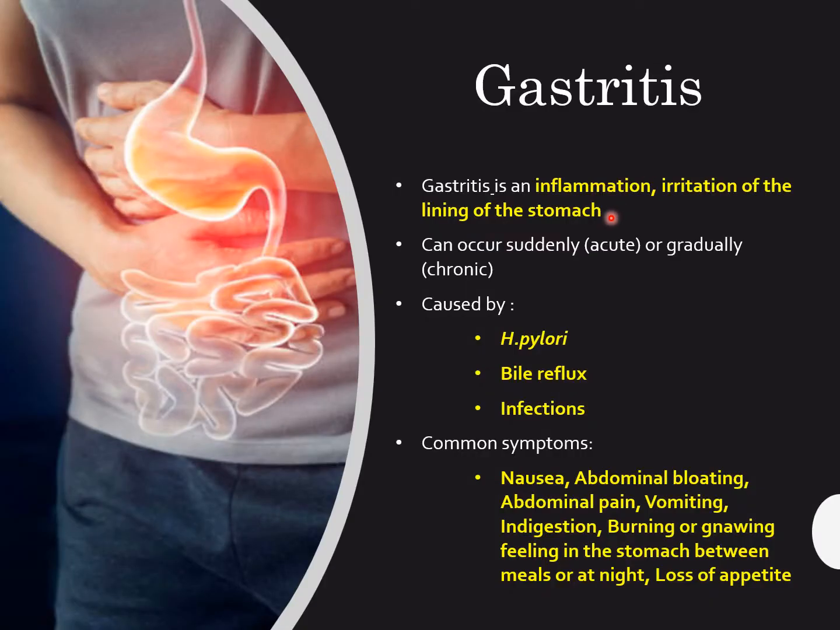Okay, first is gastritis. Gastritis is an inflammation, irritation of the lining of the stomach. It can occur suddenly, acute, or gradually. The meaning of acute is happening suddenly, while chronic is happening gradually over a long time period. If it happens suddenly, we call it acute.